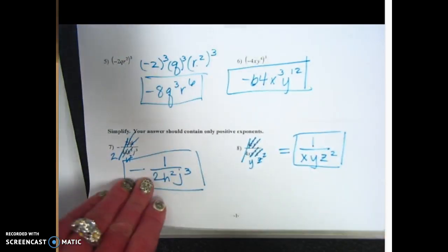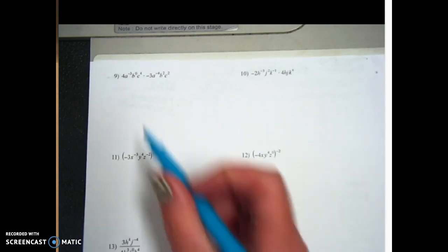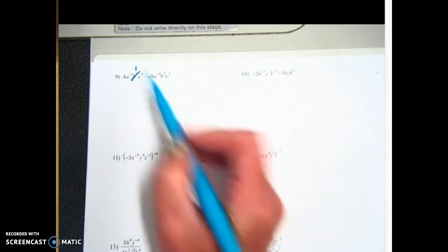All right, turn over to page 2. Page 2, number 9 through 14. Same directions from the previous page, which was just basically to simplify, make sure you have all positives. If you see something to a power of 0, like you do right there, it's just 1.